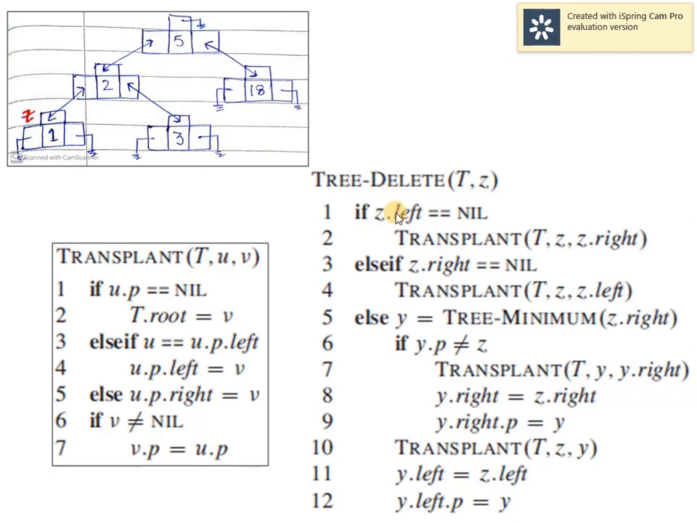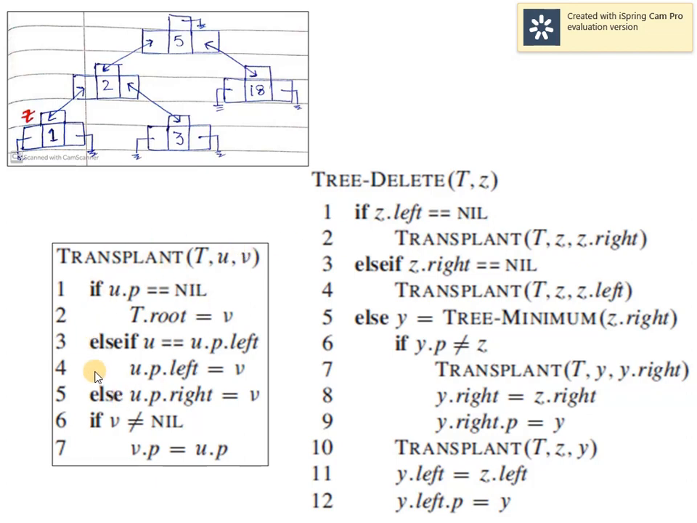So we are checking if left of node is null or not. In this case, left is equal to null. In fact, it is a leaf node. So this line number 1 is actually handling both the cases, that is the leaf node case as well as the case in which the right child is present but the left child is not present. We will discuss both the examples here. Again, left is null, so it will call the procedure transplant(T, Z, Z.right).